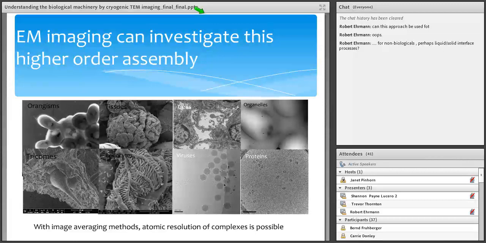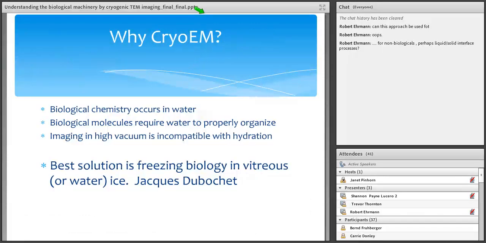Oh, we have a question, Dwight. Can this approach be used for non-biological samples, a liquid-solid interface, for example? Absolutely. There is now a large push for people who are making nanoparticles coated in biological molecules or organics, to know how those molecules are arranged in three-dimensional space. I did a lot of that work, both here and at the University of Pennsylvania. Thank you.